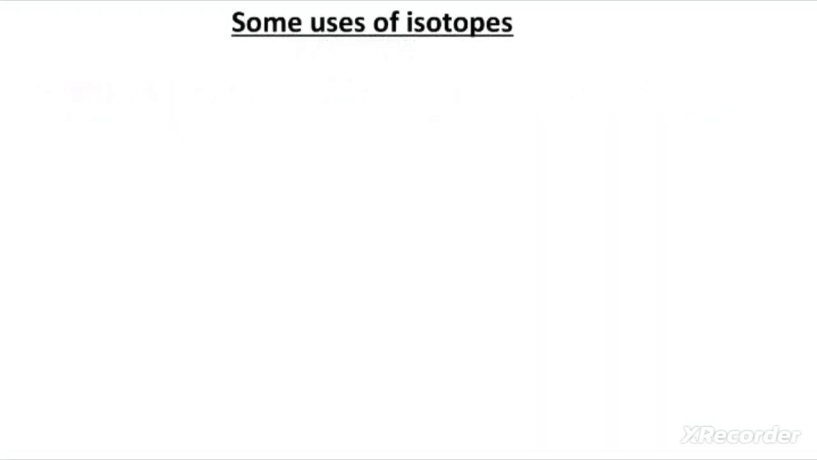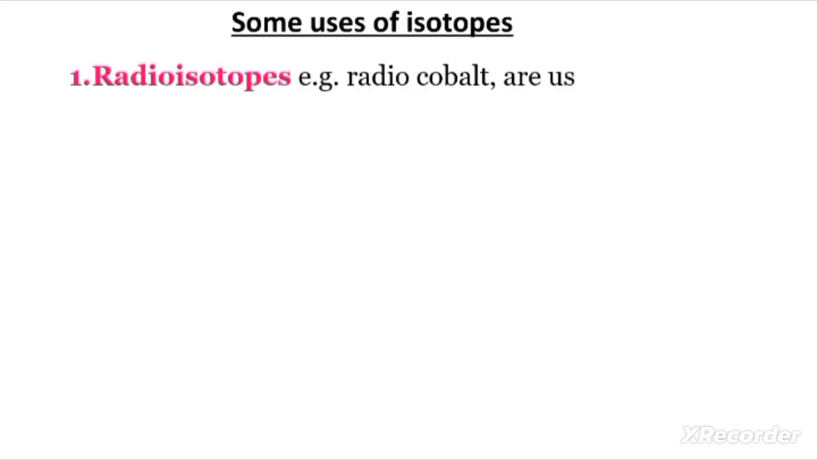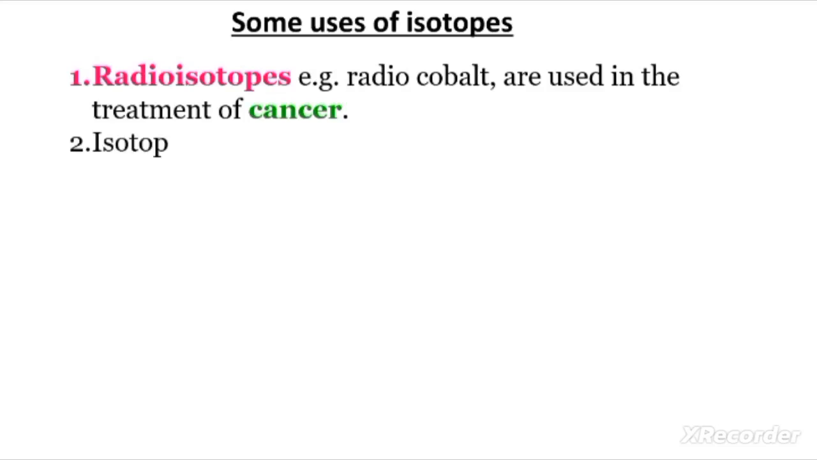We are also going to look at uses of isotopes. So where can we use isotopes? The number one use of isotopes: radioisotopes, for example radiocobalt, are used in the treatment of cancer.